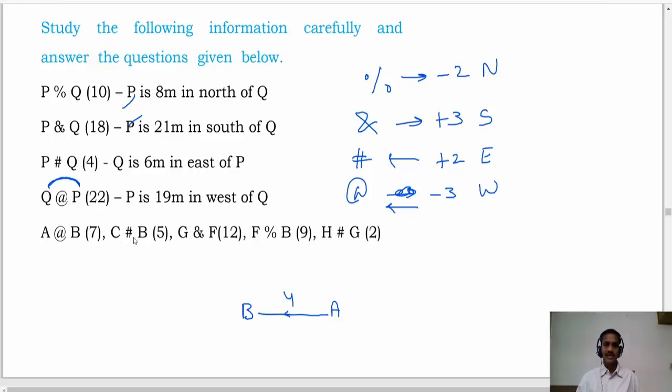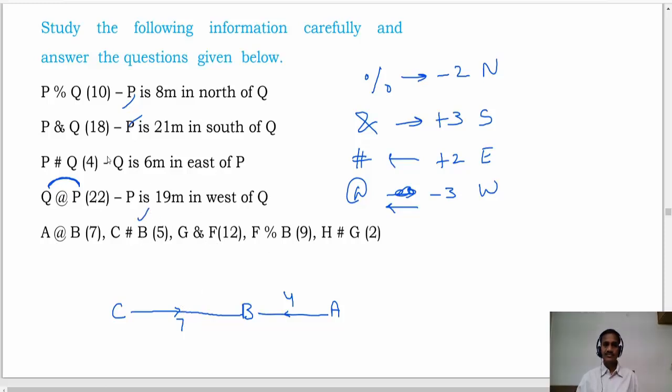And next one, C hash B. Hash ante +2. ఇక్కడ 5 ఉంది కాబట్టి +2. Now direction, reverse direction. రివర్స్ అంటే ఇప్పుడు ఏం చెప్పండి. B is 7 meters to the east of C అని. అండ్ B is 7 meters to the east of C అంటే C నుంచి B ఈస్ట్‌లో ఉంది, డిస్టెన్స్ 7 meters.